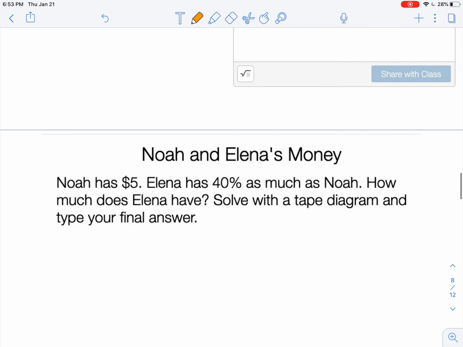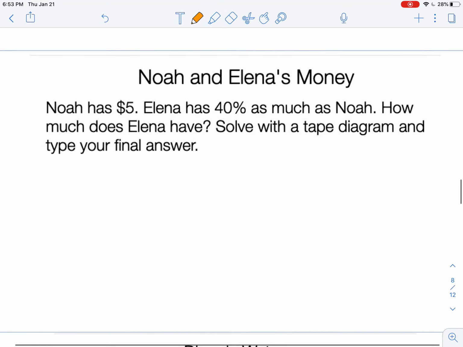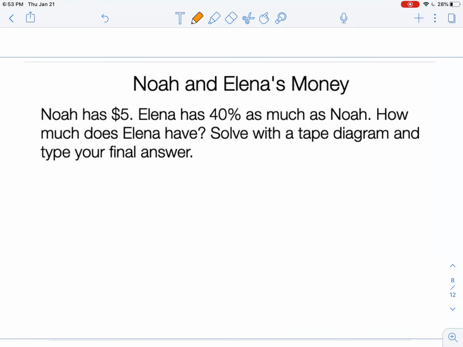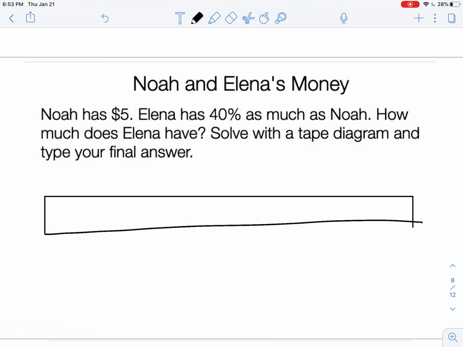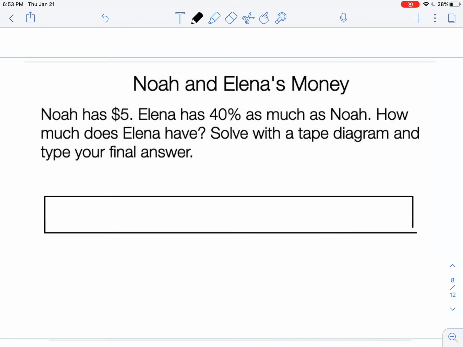So this was another question that we spent a bunch of time on in class, Noah and Elena's money. Noah has $5 and Elena has 40% as much as Noah. How much does Elena have? And it asks us to solve with a tape diagram. So when I draw a tape diagram, I just want to start with a long bar. This might be the first time you're seeing tape diagrams, or it might be something you did in 4th and 5th grade. But again, you're really just focused on whatever strategy works better for you.